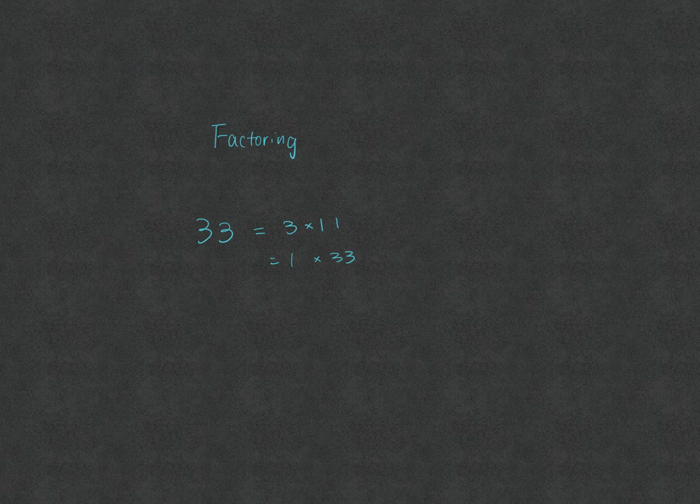So we are told these are the factors of 33. That means 1, 3, 11, and 33. They are the factors. So basically, the factors are the numbers that can multiply together to give you the number, okay? That can be multiplied together to yield your number, okay?